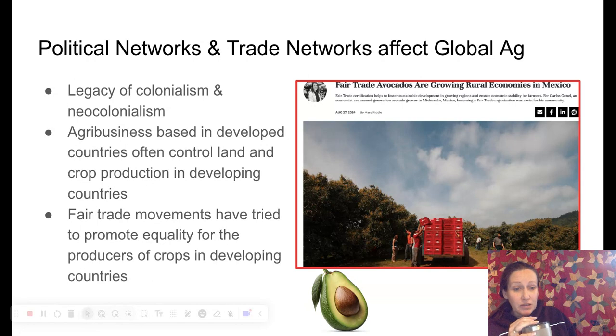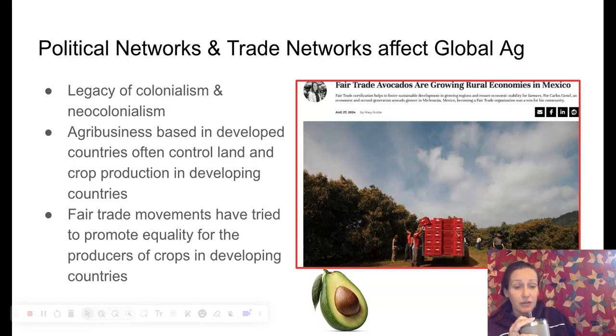Fair trade movements. You ever buy a chocolate bar and decide to buy the one with the fair trade label on it, right? They have tried to promote equality for the producers of crops in developing countries. Might pay a few pennies more, right? That's sort of what it takes to enact these policies, right?